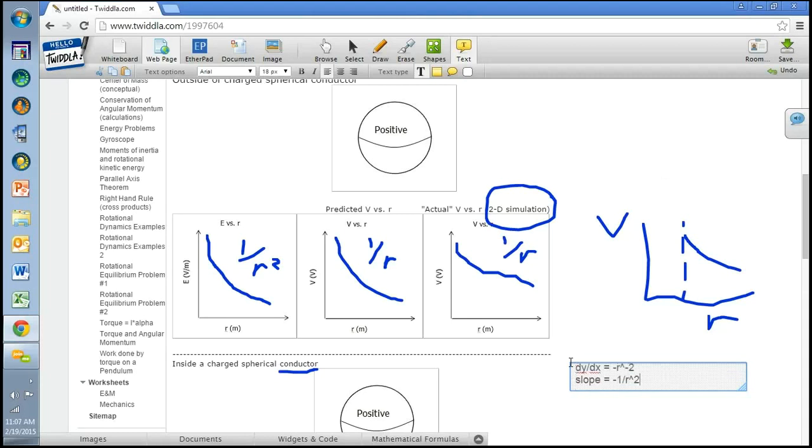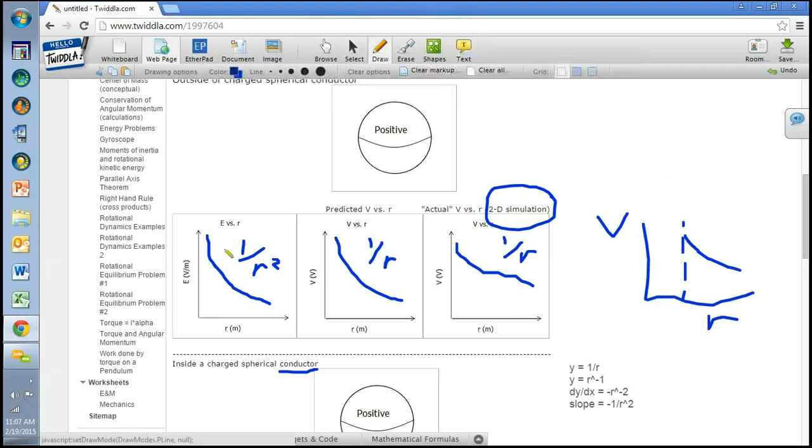Okay, so I want you to look at that. The slope of this graph, which is 1 over r, gives me negative 1 over r squared. That's not what I have here. This function is not negative. It is positive.